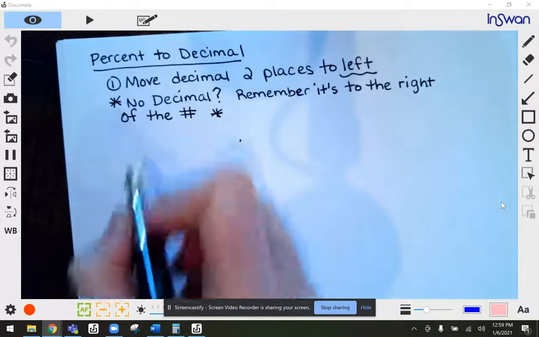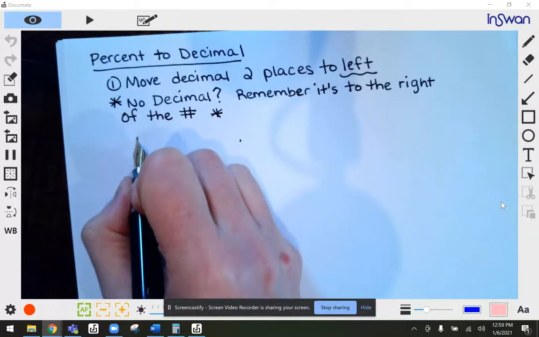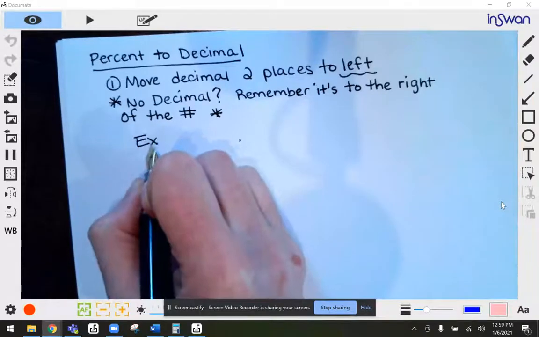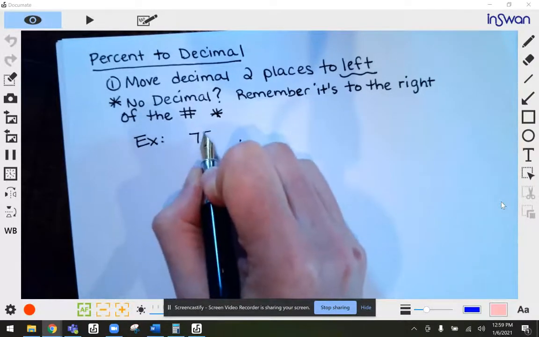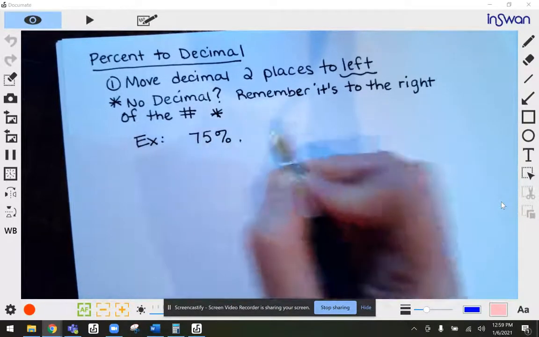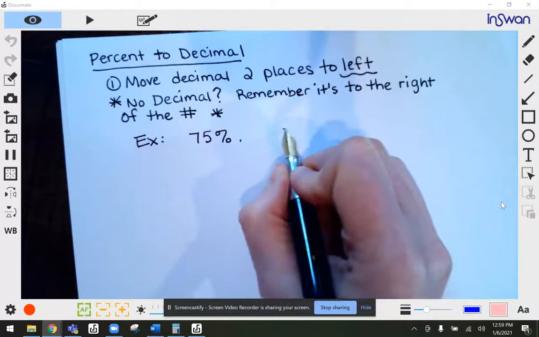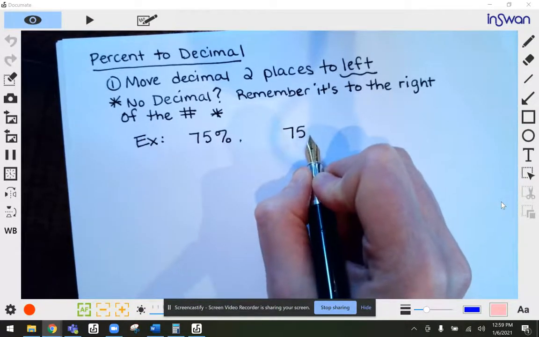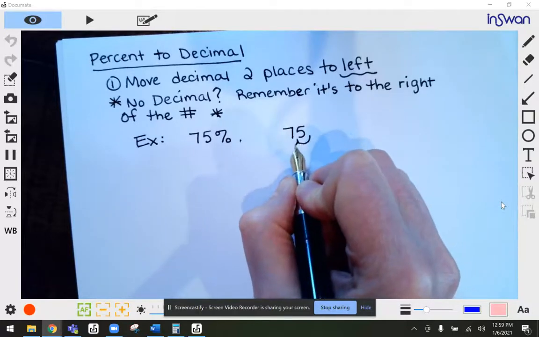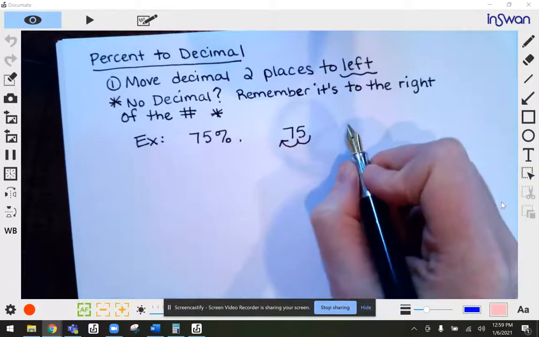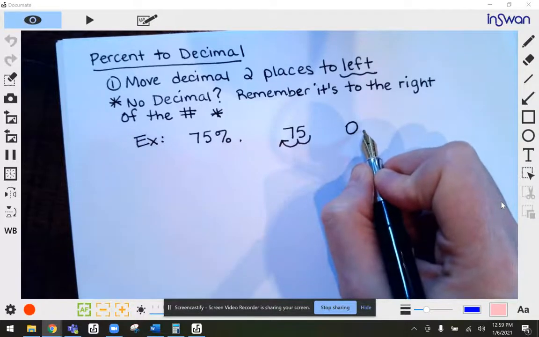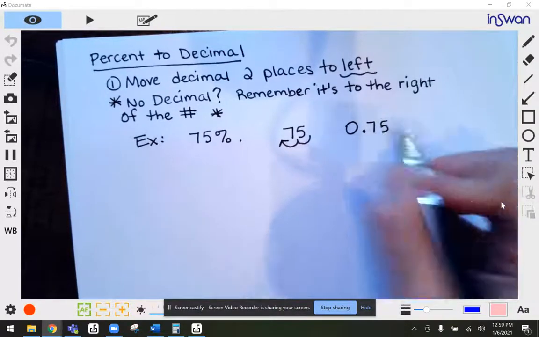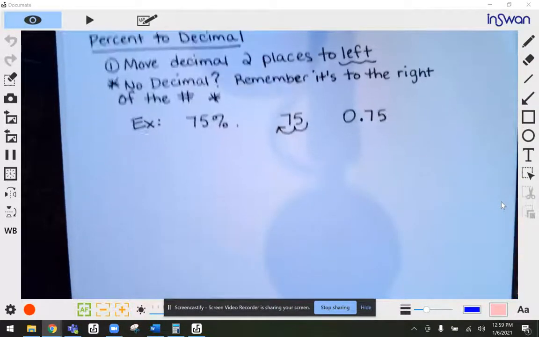Okay, so let's look at an example. So say I have 75%. I'm going to take the decimal, which we don't see one here, right? So it's got to be just to the right, and move it two places to the left. So that would be 0.75 for my new decimal.